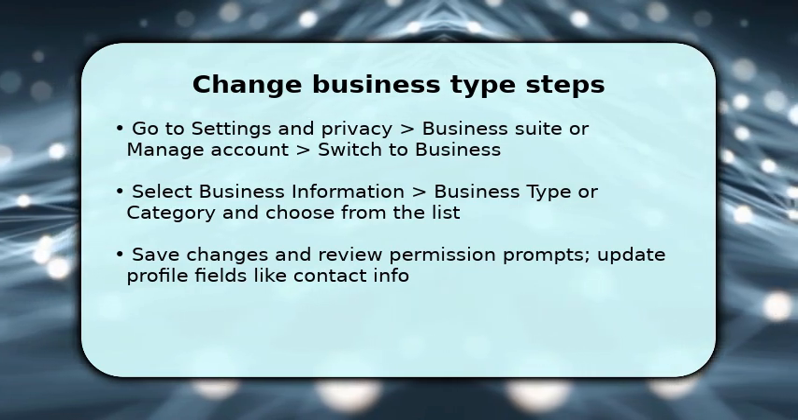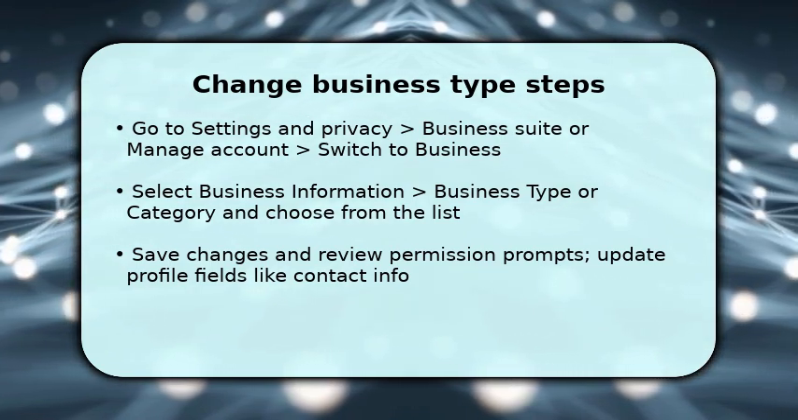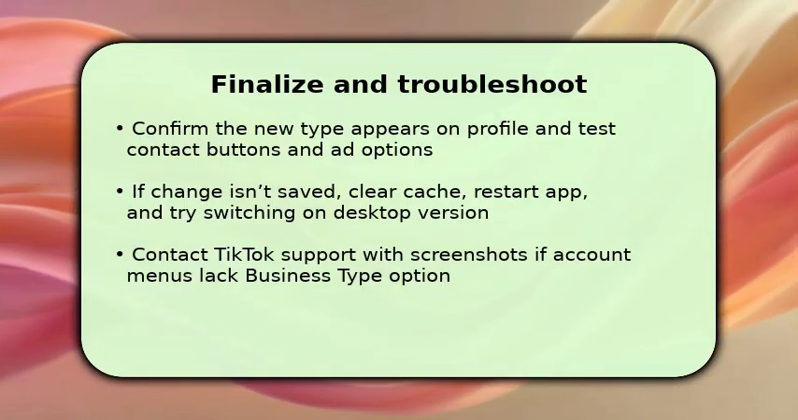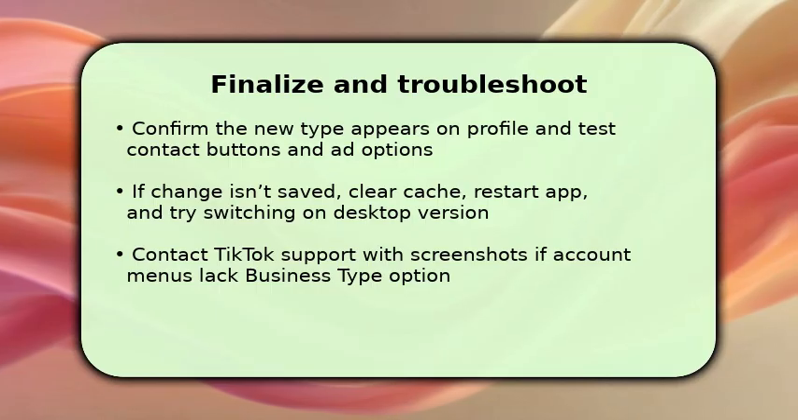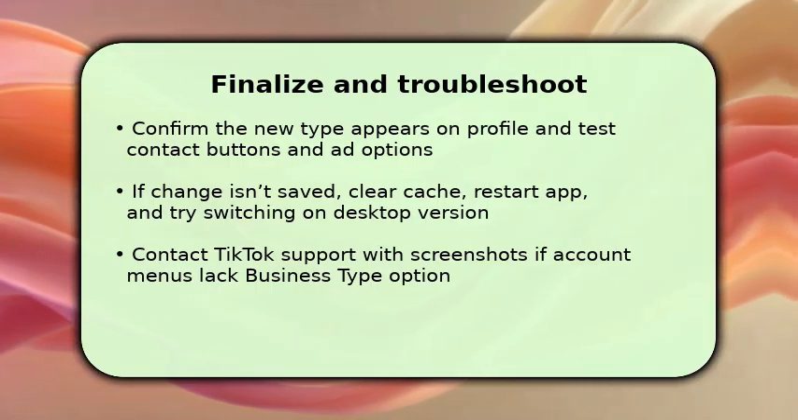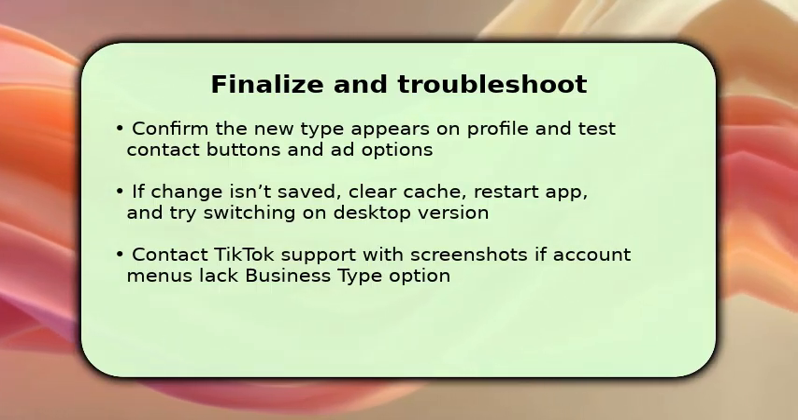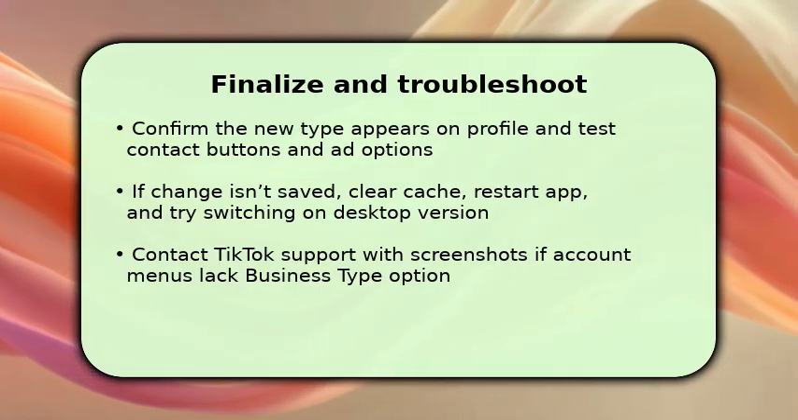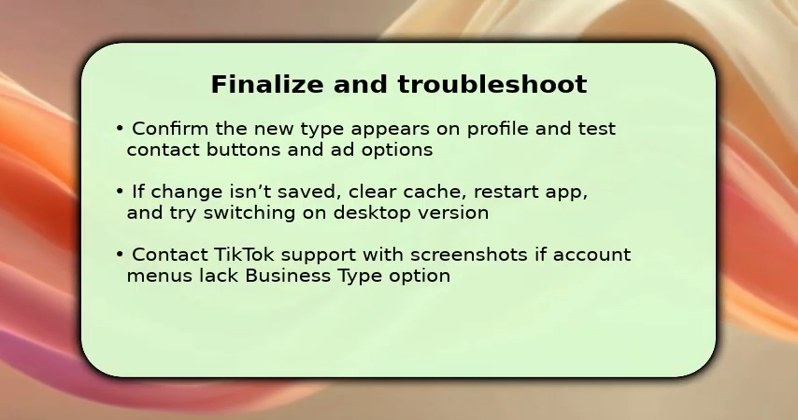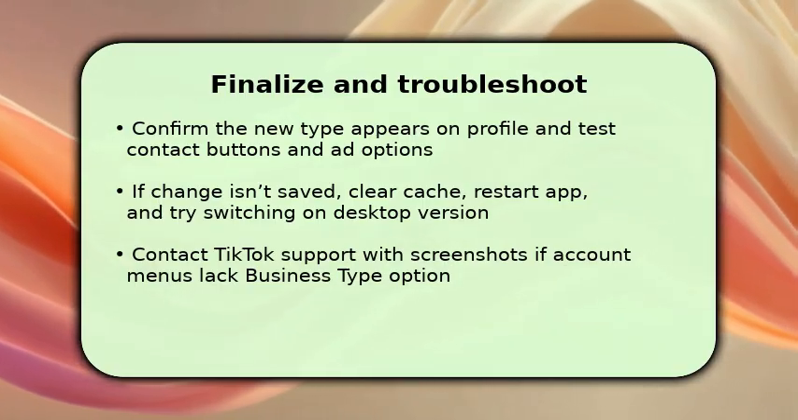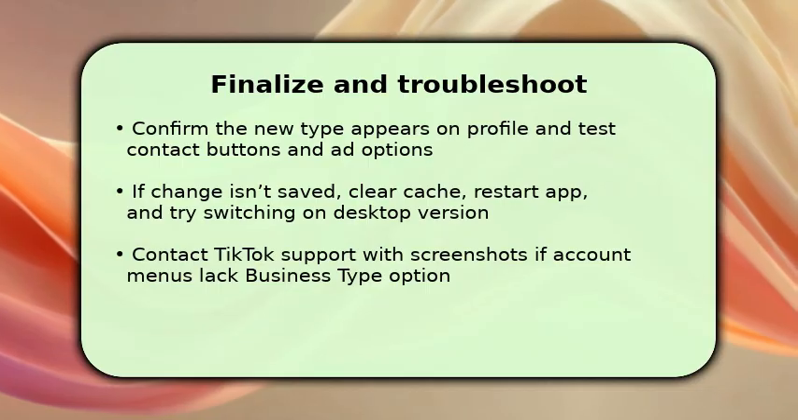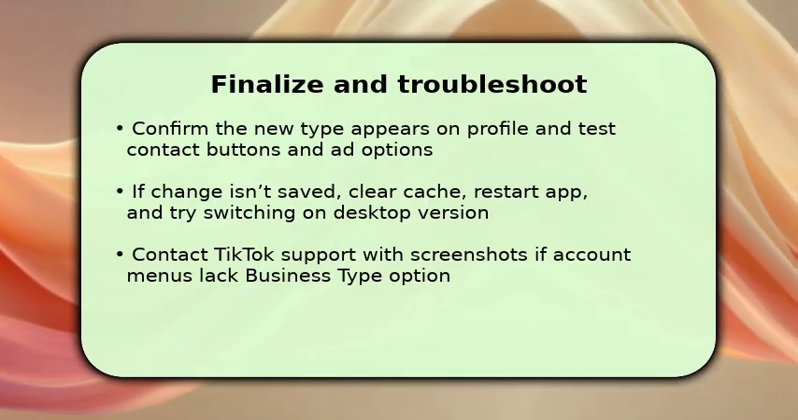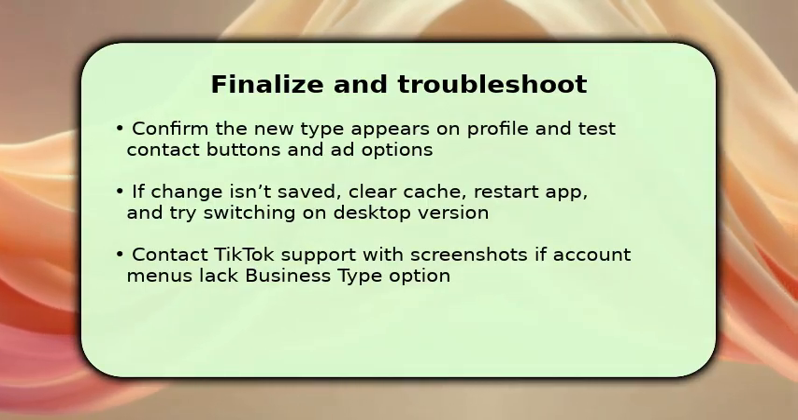Finish by verifying that the new business type shows on your profile and that contact buttons and ad options reflect the update. If the change doesn't stick, clear the app cache, restart the app, and attempt the change again. Alternatively, try the desktop creator/business tools where menus sometimes differ. If menus still lack business type or you see errors, capture screenshots and submit a request to TikTok support. This troubleshooting step resolves backend restrictions or verification holds that prevent the update.